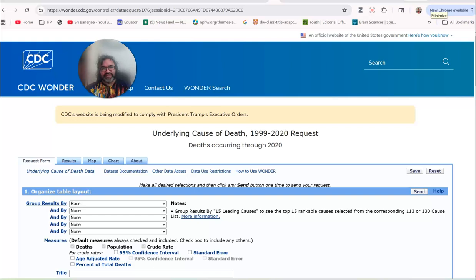I'm Dr. Sri Banerjee, epidemiologist, biostatistician, faculty member, and in this segment, I'm going to be going over how to optimally utilize the CDC Wonder dataset. I had some difficulty at first trying to maneuver this massive, useful dataset, but once I got the hang of it, I was able to actually use it well.